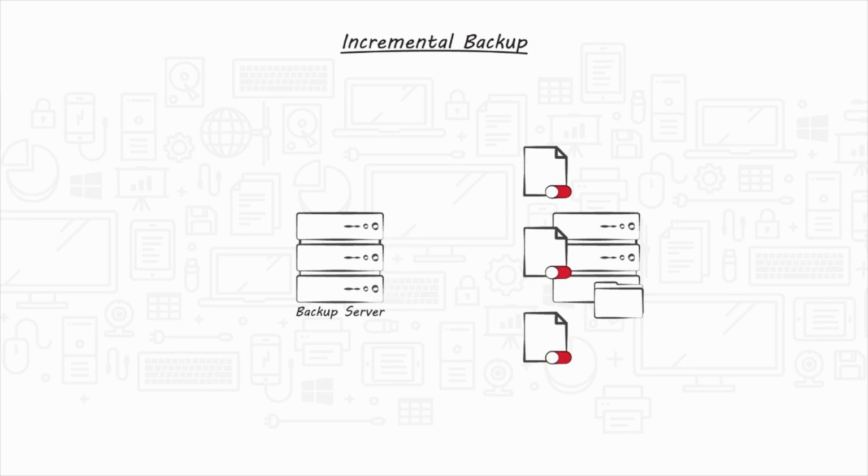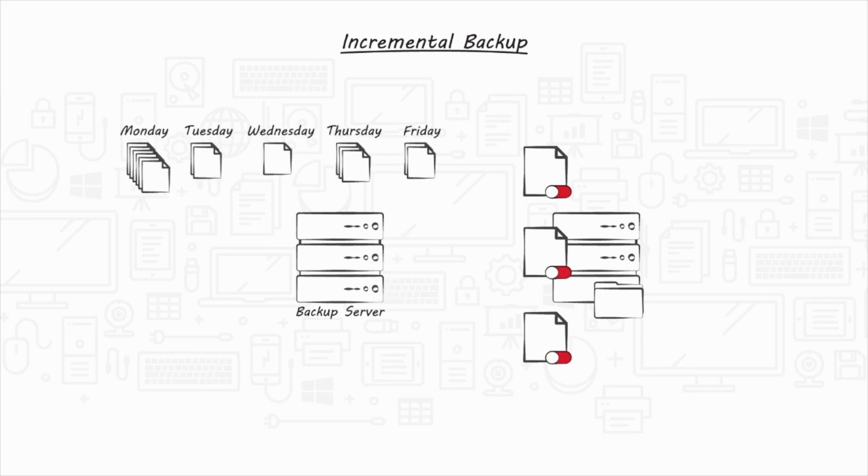Let's run through an example. Suppose you perform a full backup of the entire file system on Monday. As a result, every file in the file system has been backed up, and the archive bit on each file is cleared. Then, on Tuesday, you perform an incremental backup. Because the incremental backup only backs up files with the archive bit set, it will only back up files that have changed since Monday.